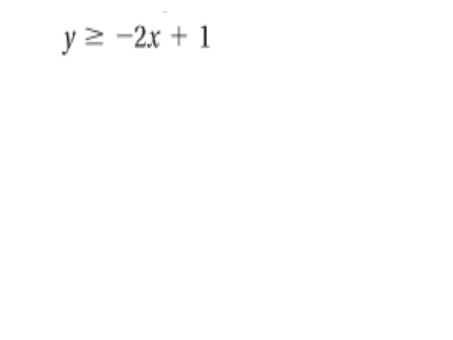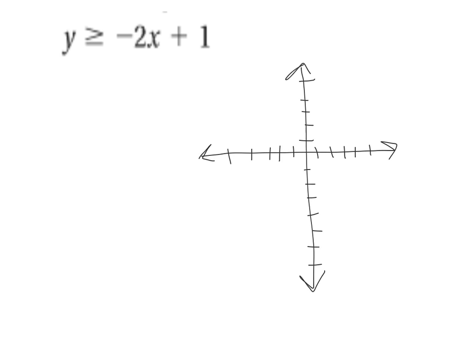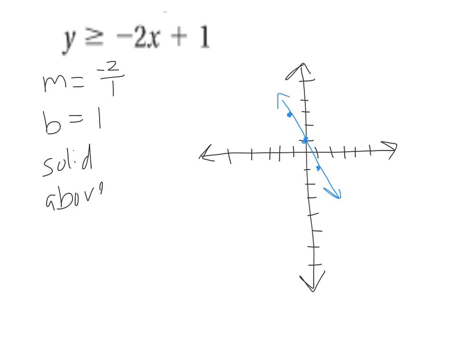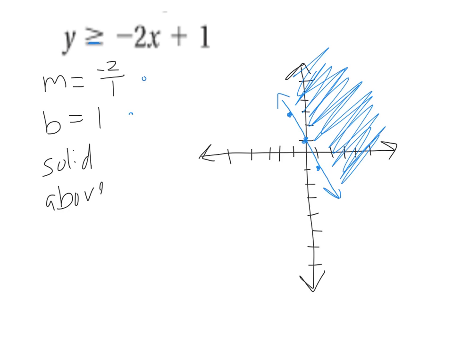Right now I want you to pause the video and try to graph this by yourself. If this is still confusing to you, you should still, before looking at the answer, state the slope, y-intercept, and if it's dotted or solid, and if it's shaded above or below. My slope is -2, my y-intercept is 1, and it's solid because there's a line underneath. Solid would be a line. Now that I have my line, it's above because y is greater than this line, so I have to shade above the line. And that is your answer.